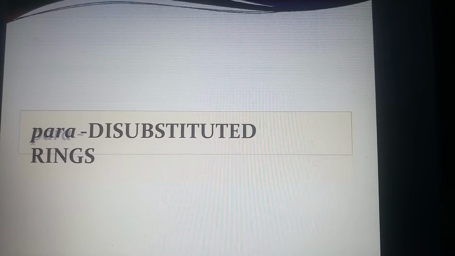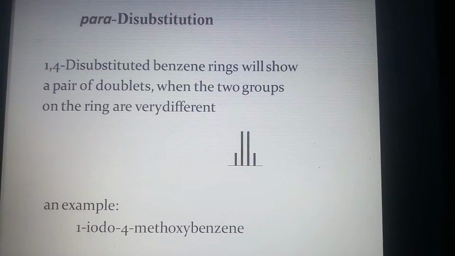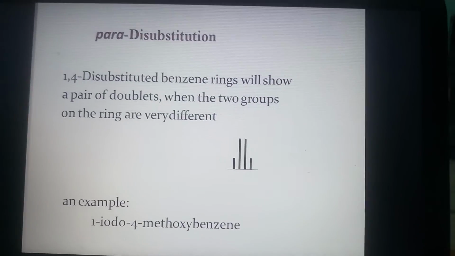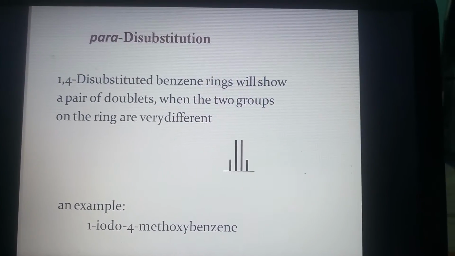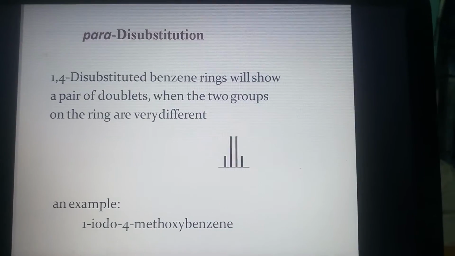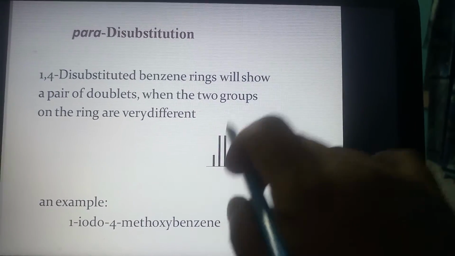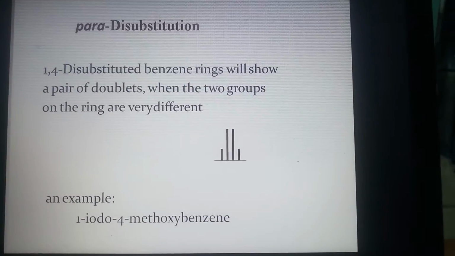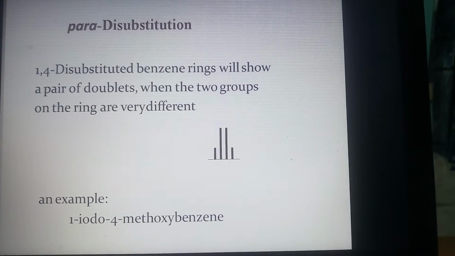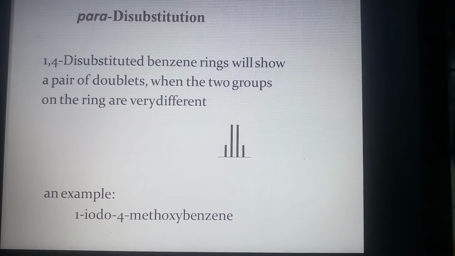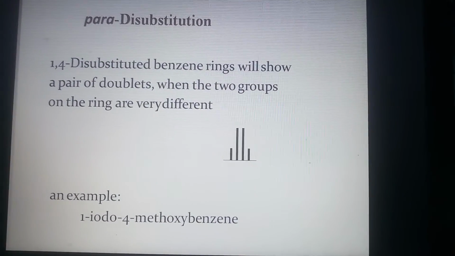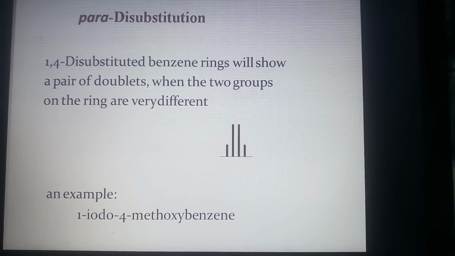In the case of a para disubstituted ring, what will happen? In the case of para disubstitution, 1,4 disubstituted benzene rings will show a pair of doublets. You can see that this type of doublets will appear when the two groups on the ring are very different. Keep in mind that the two groups on the ring are very different.